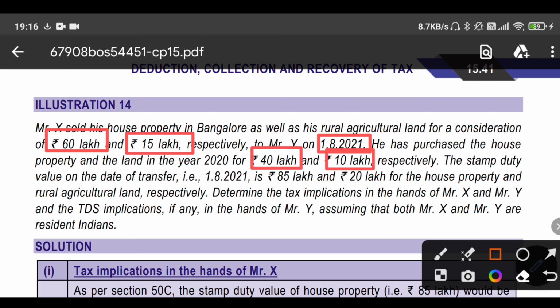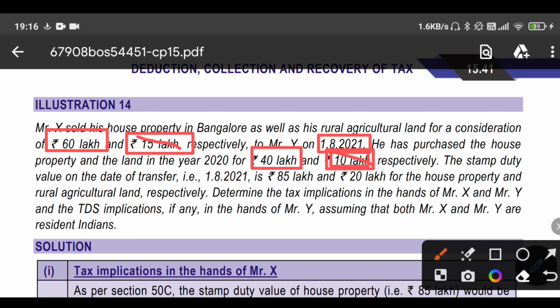So now let's talk about first rural agriculture land. Capital gain arises only when the transfer of capital asset takes place, right? But in the definition of capital asset, rural agriculture land is specifically excluded, right? So there is no capital gain tax arise on that. So there will be no capital gain on rural agriculture land. Now let's talk about the house property.